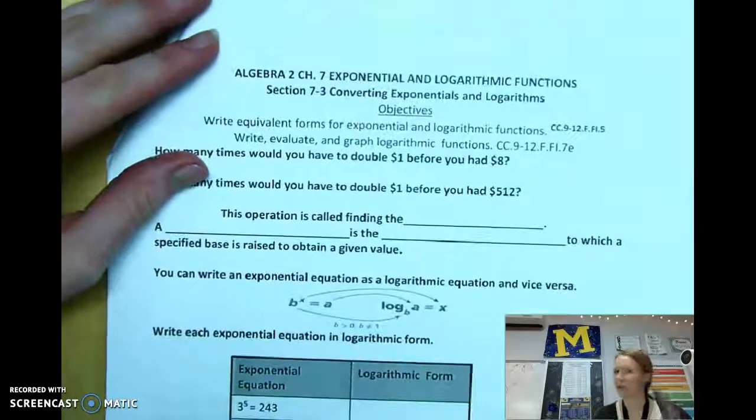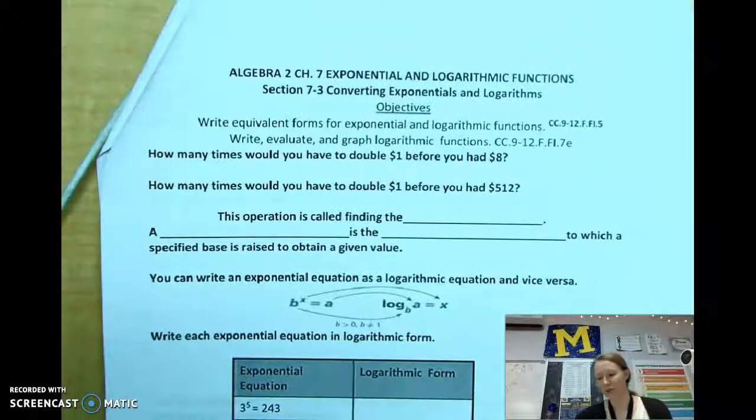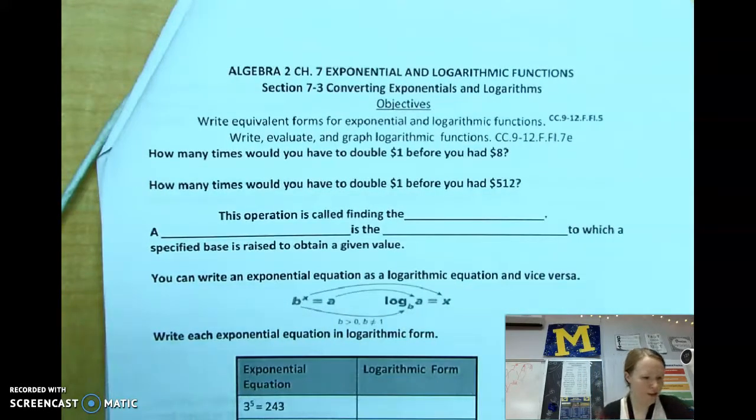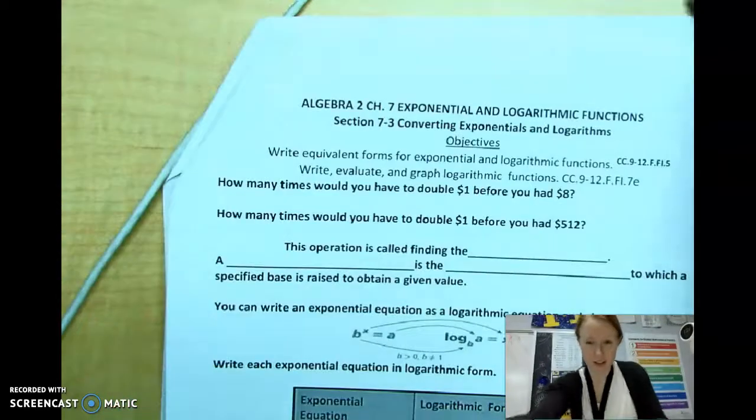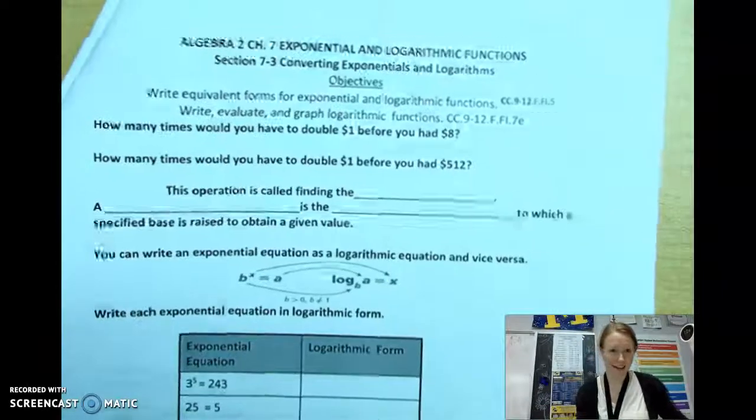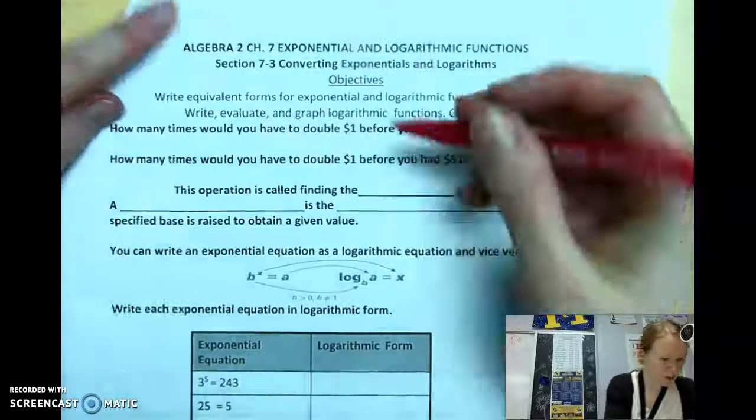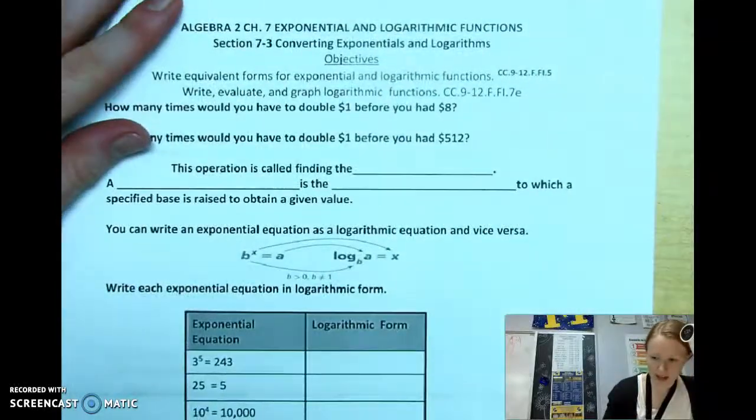Hi guys. So today we're going to be talking about logarithmic functions and how to go back and forth between exponential and logarithmic form, as well as writing, graphing, and evaluating logarithmic functions. So let's get started. How many times would you have to double 1 before you get to 8?